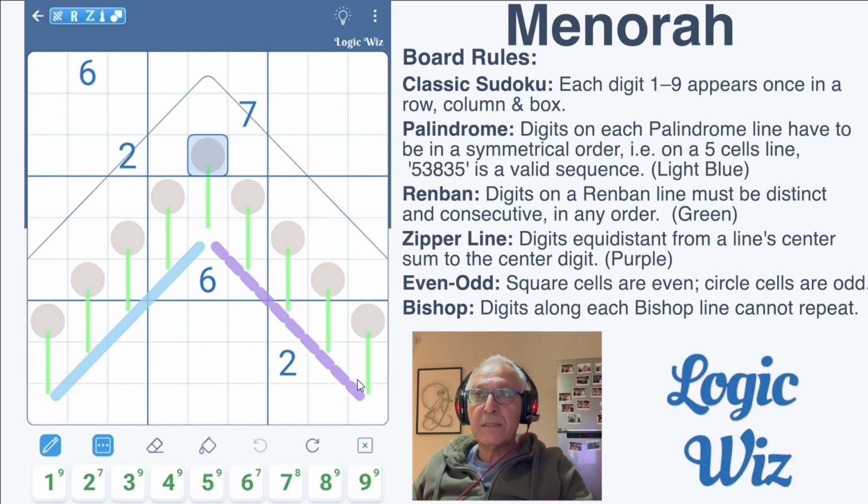The next one is a zipper line. The center must sum up to the digits in equal distances from the center. So basically, if one is a 4 and the other one is a 5, the center must be a 9.